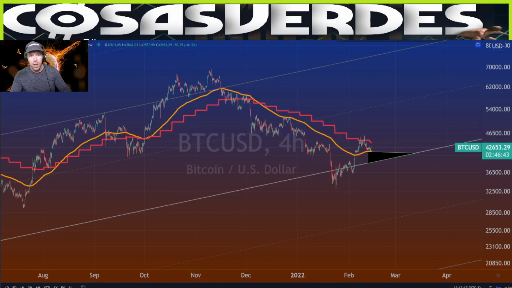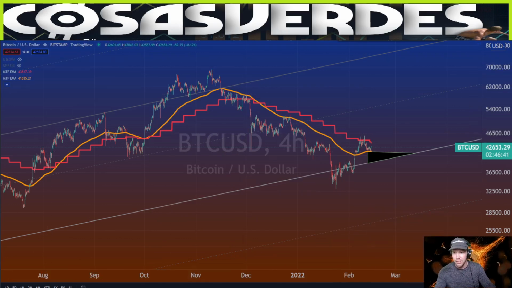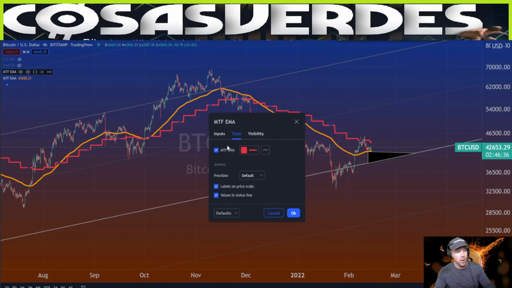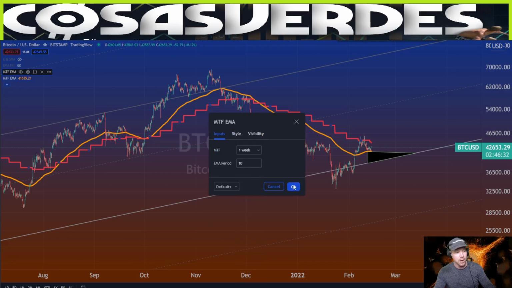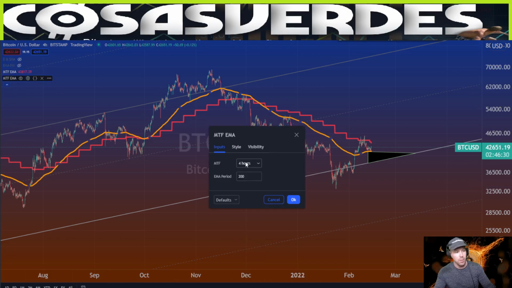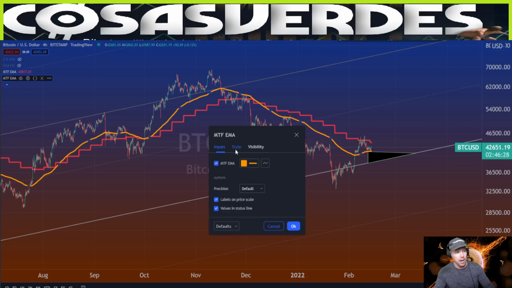So, and now I'm going to need to move myself here. Now I have two of these over at this direction. I have set one up to be the 1 week 10 EMA. And the other one is set up to be the 4-hour 200 EMA. And in this, my 200s on my channel are typically orange, and my 10 EMAs are red.